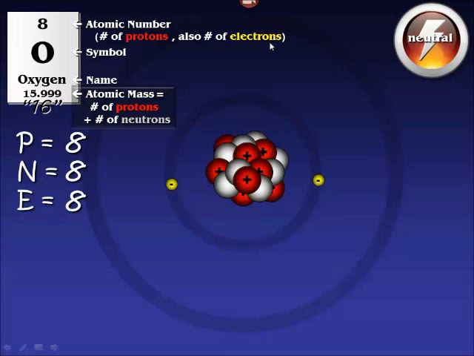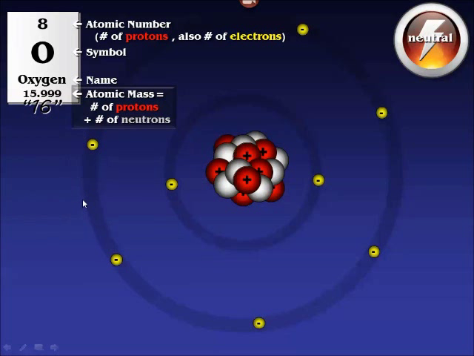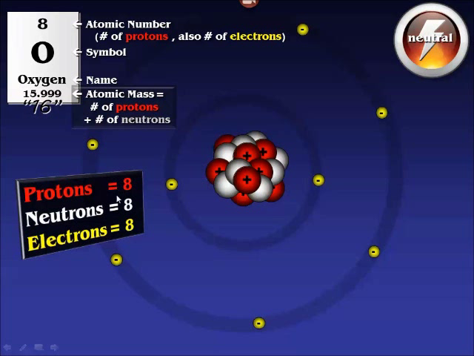So we put 2 in the first shell. The first electron orbit here can hold up to 2, and then it's full. So the other 6 electrons, we've already used 2, have to go in the next orbital shell out. So we'll put 6 more out there for a total of 8 electrons. No problem. So boom, 8 protons, 8 neutrons, 8 electrons.